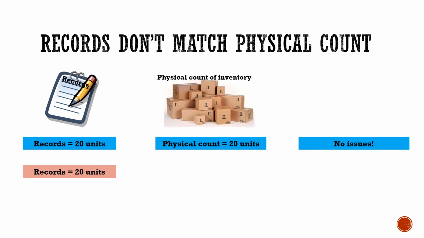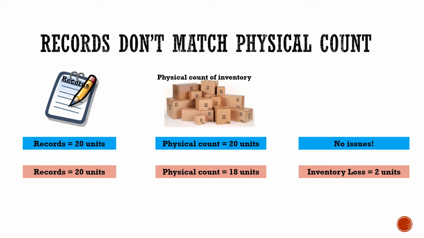In our second scenario, in our records, we have recorded 20 units of inventory on hand. But when we did a physical count of the inventory on our shelves, we've only discovered that we have 18 units. In this case, we have an inventory loss of 2 units.